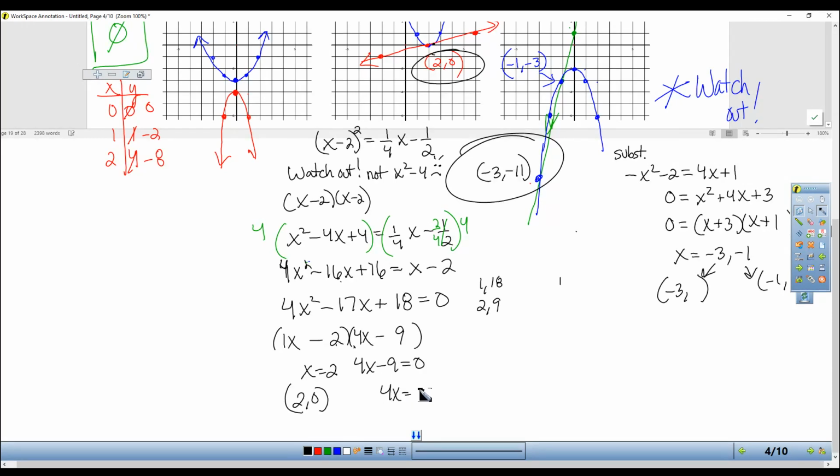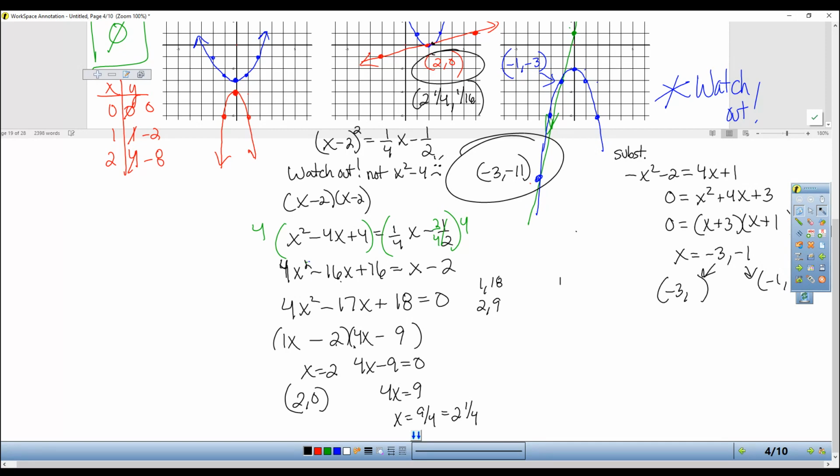4x is equal to 9. X is equal to 9/4. Oh my goodness, what is that? 2¼. So right away, it crosses again at 2¼. And I'll just tell you that the other answer is 1/16. It's really close, and you might not have even seen it by graphing.